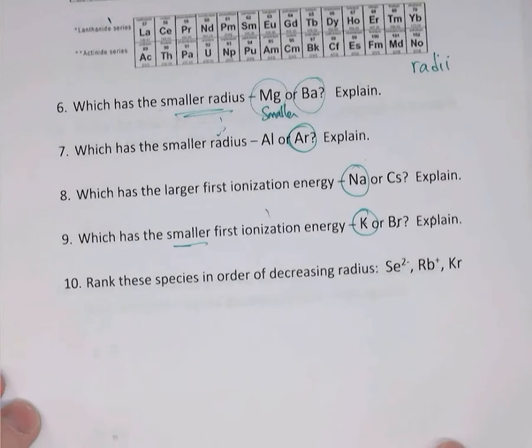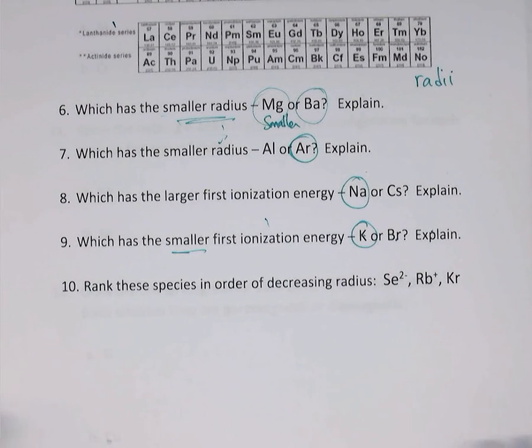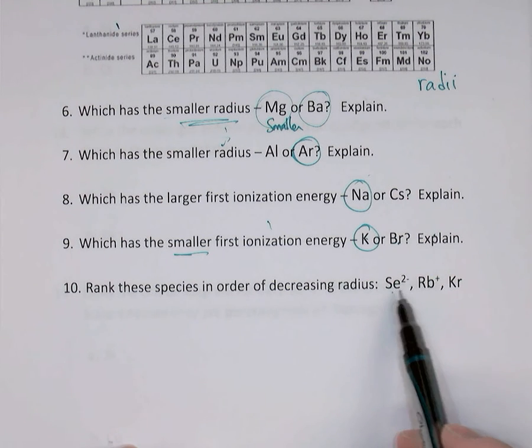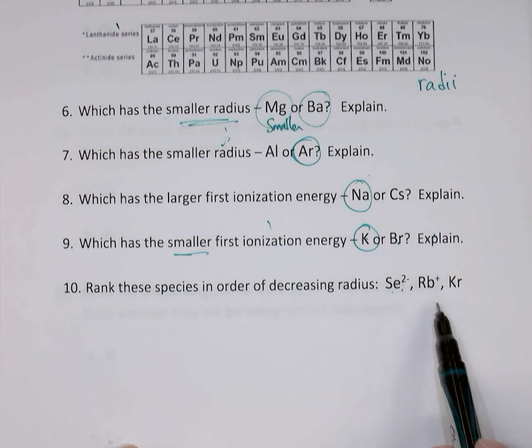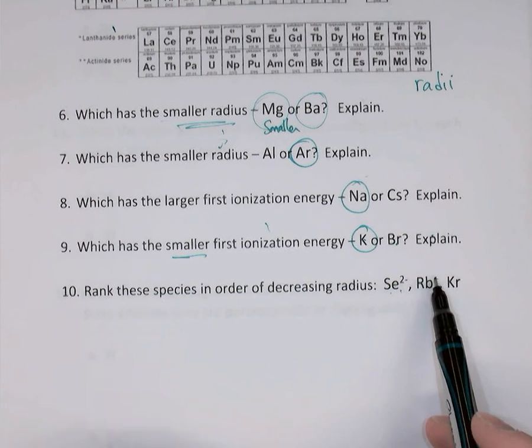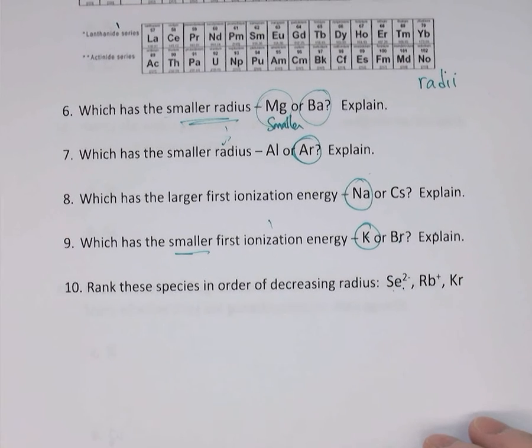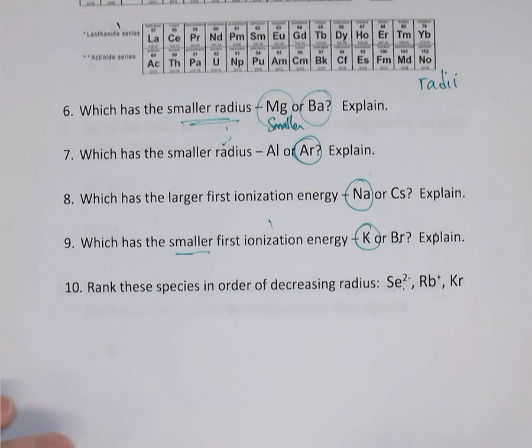All right, the last question on this page is a bit trickier. See if you can pause the video and answer this. This is selenium 2-, rubidium positive, and krypton. We want to rank those things in order of decreasing radius.